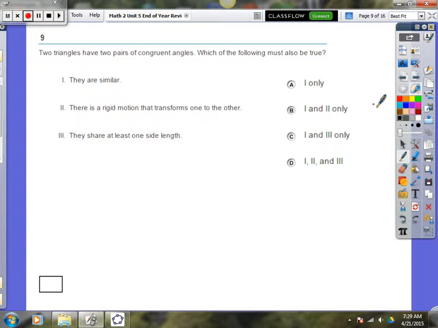Okay, number 9. Two triangles have 2 pairs of congruent angles. What must be true? If 2 pairs of congruent angles match up, that is only 1. So it's A. That means they're similar. That doesn't tell you anything about their size, that only tells you about their shape.